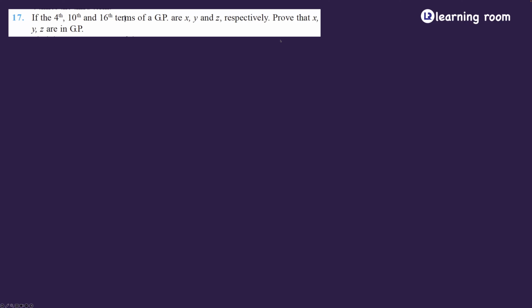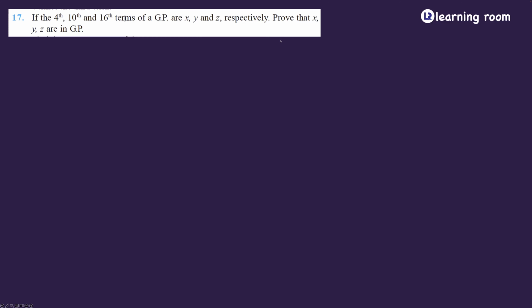To get y square is equal to xz, you're going to use the condition that they have already given. So if a, b, c are in GP, what is the relation between them? b square is a, c, the middle term squared. So in x, y, z, what is the middle term? So y square should be equal to xz. That is what you need to prove.